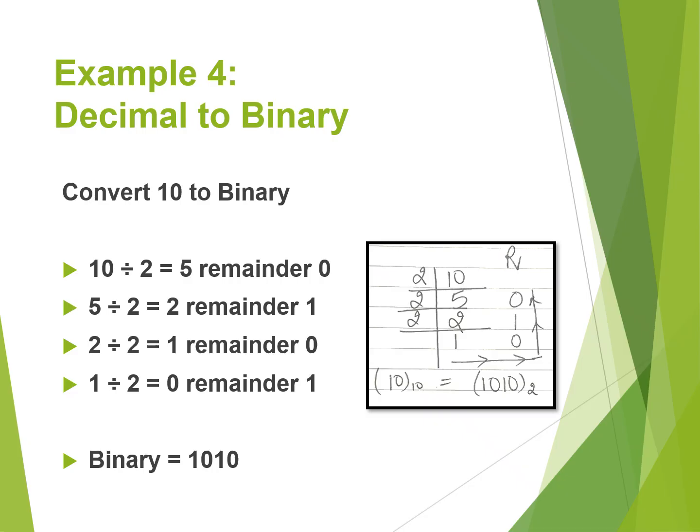One more example for decimal to binary, convert 10 to binary. We can see dividing 10 by 2, 0 remainder, 5 is the quotient. 5 divided by 2, 2 is the quotient, 1 is the remainder. It continues till 0 or 1, and my answer is 1010.